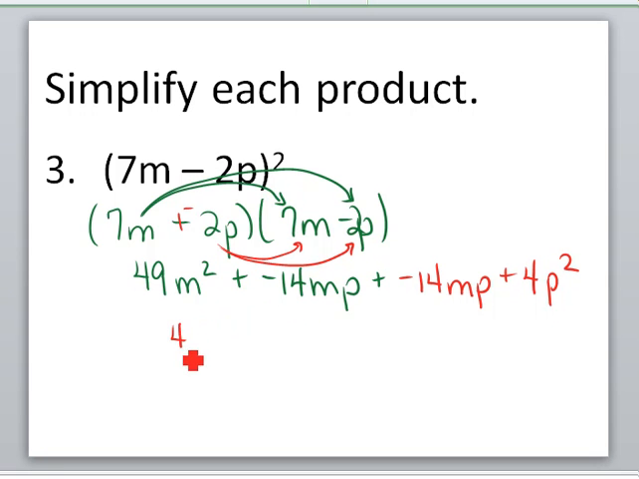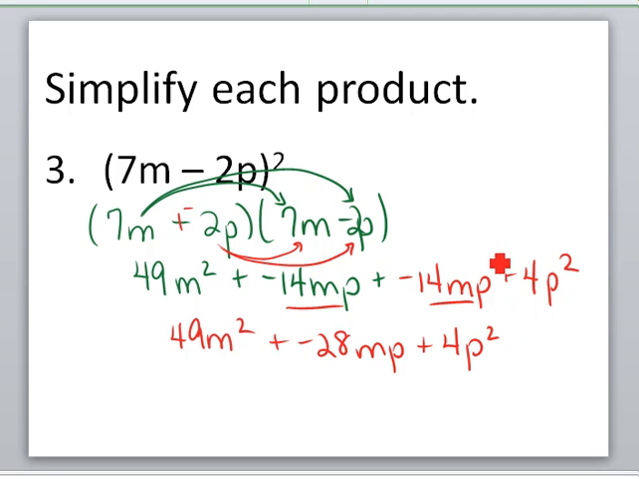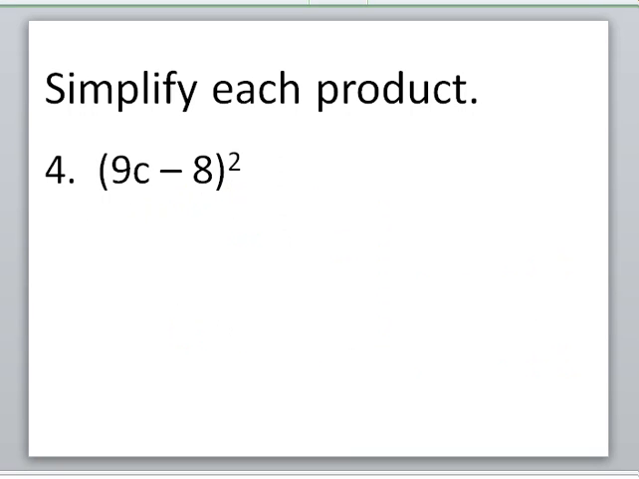So I end up getting 49m squared. Negative 14 and negative 14 gives me negative 28mp. And then I have plus 4p squared. Let's try another one. These are all perfect square trinomials in the end.